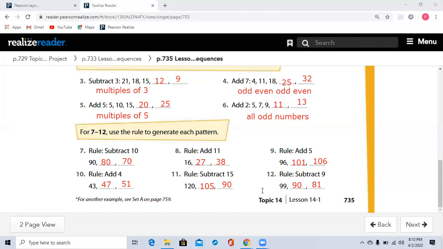All you need to do is just to subtract or add the number of the sequence. And the rule, look at the rule that they are giving us.